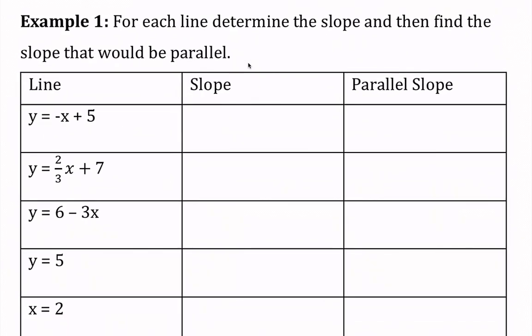On this one, y is by itself. So when y is by itself, we look at the x. Slope is the number that's attached to the x. Well, I have a negative, but remember that's the same thing as a negative 1x. So my slope would be negative 1. So I know the slope of any line in the world that would be parallel to this line would also be negative 1.